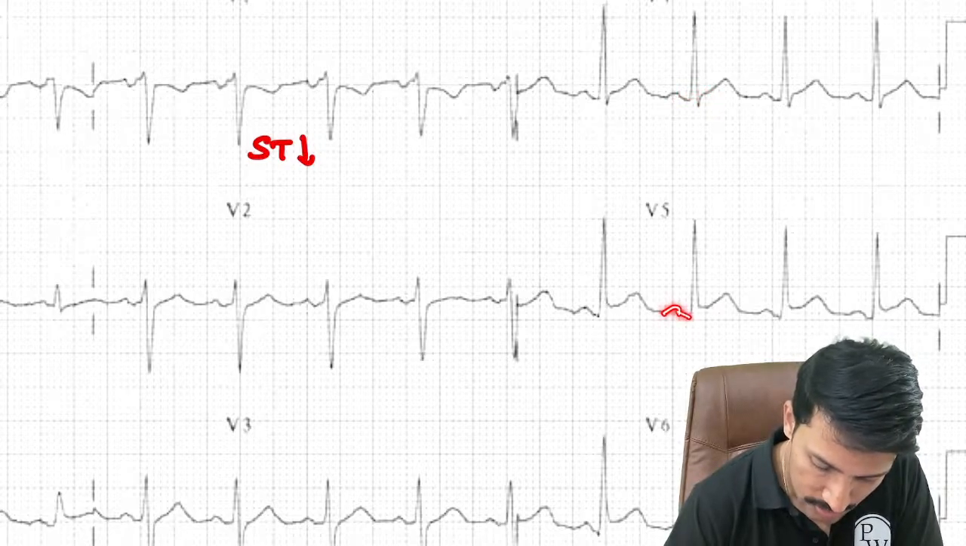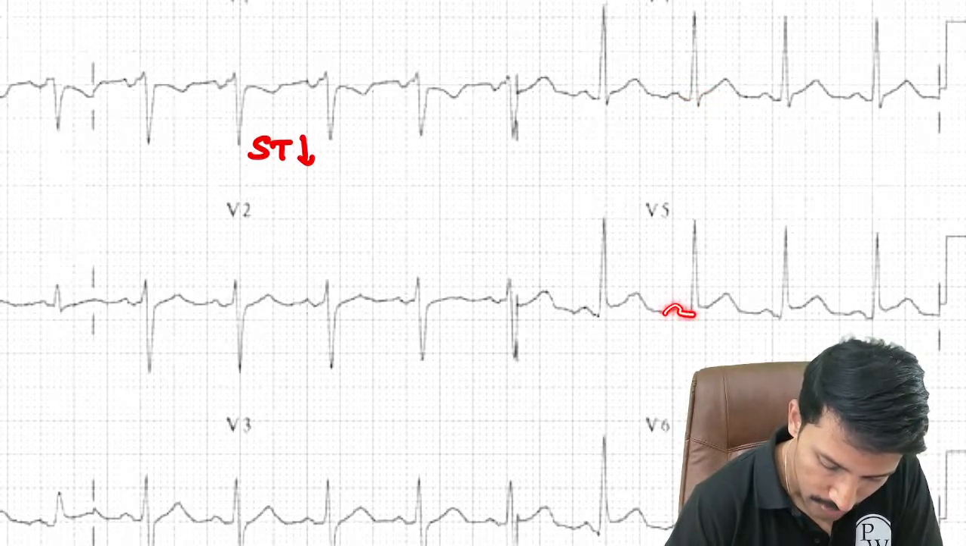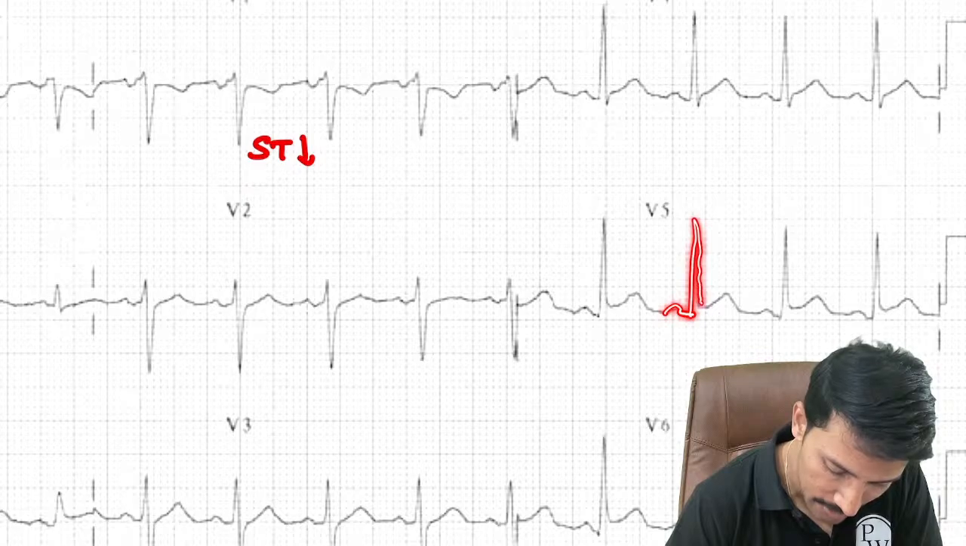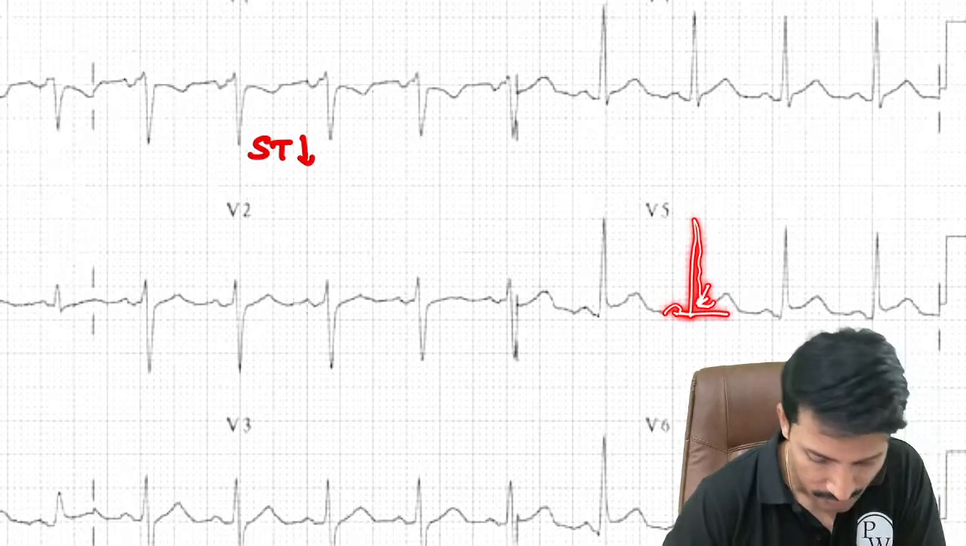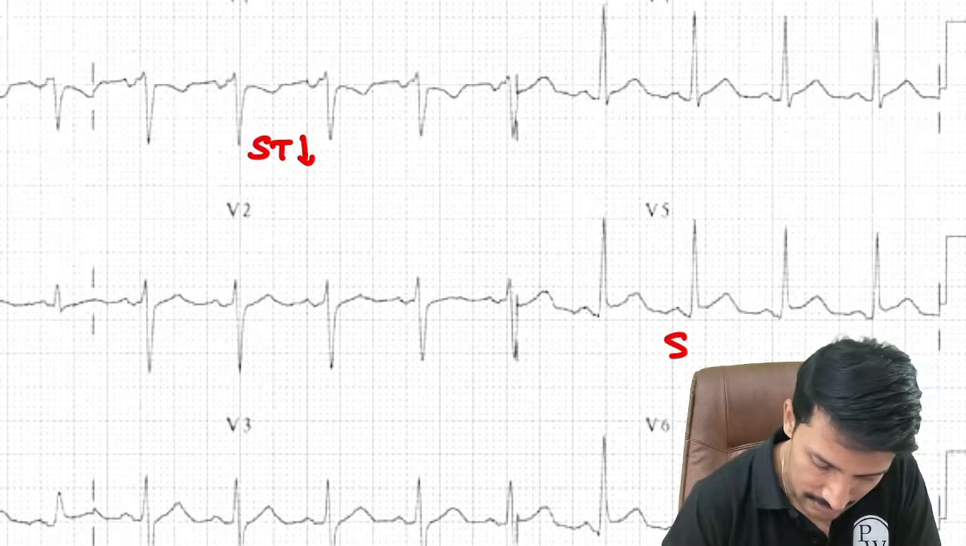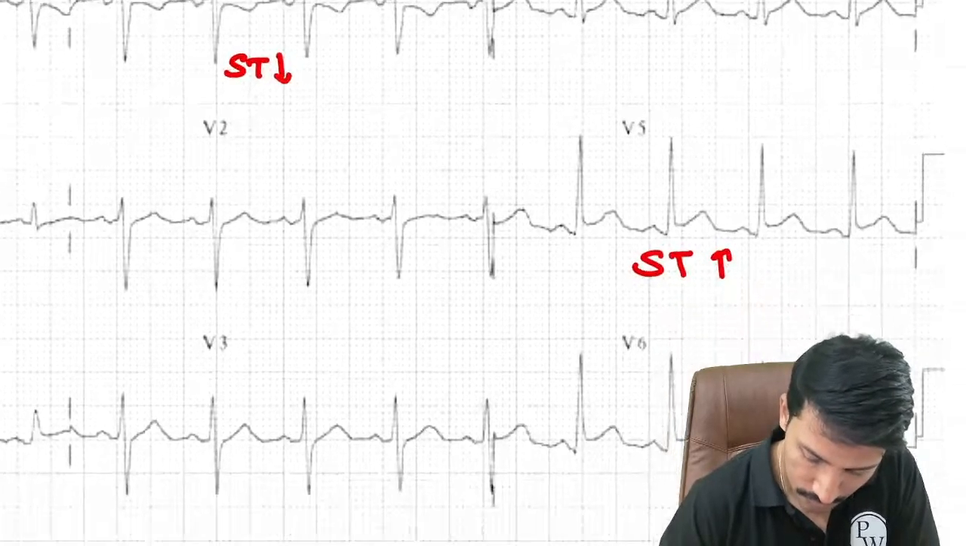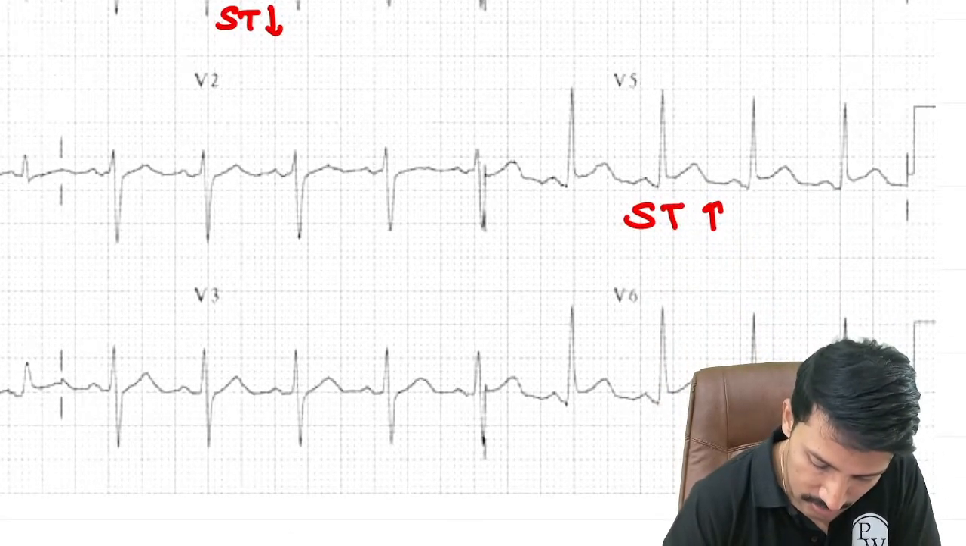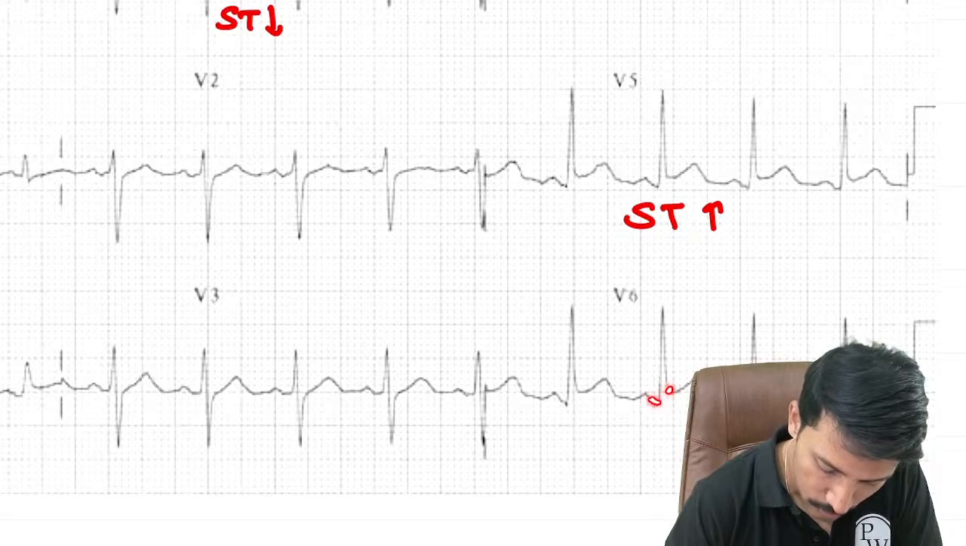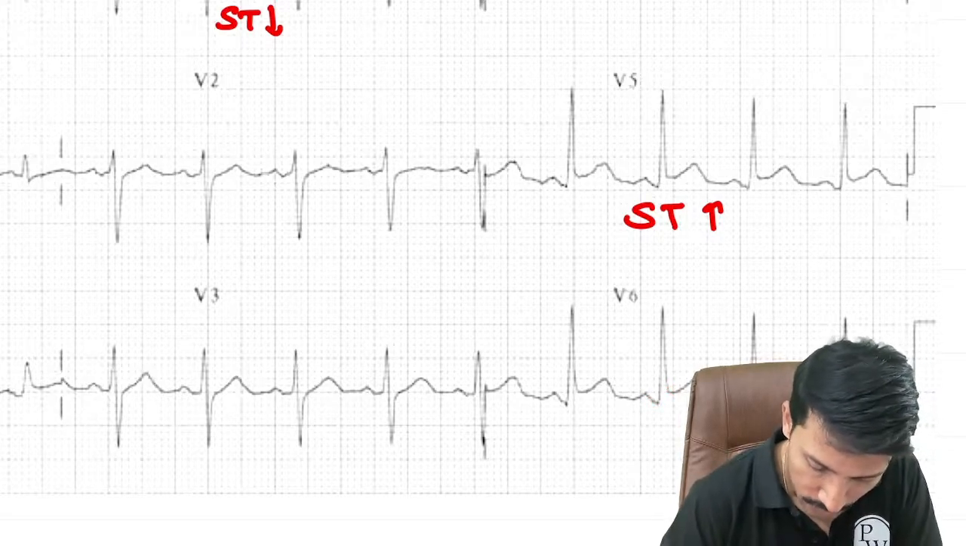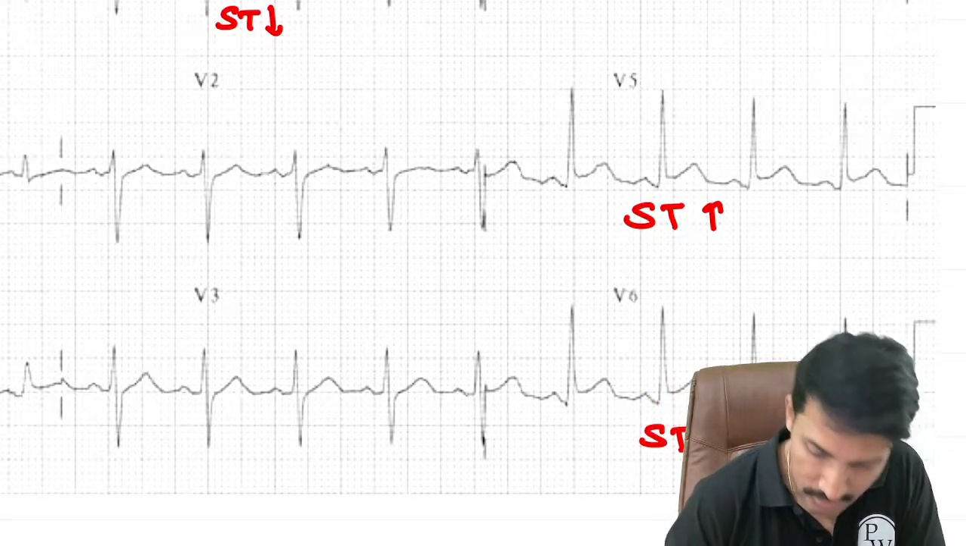V5, I do see ST elevation, right? PR segment, R comes up, lands here. This is the ST segment. This is my J point, which is above the baseline. So in V5, I can say that there is ST elevation. And this is a J point, which is above the PR segment in V6 as well. So there is ST elevation in V6.